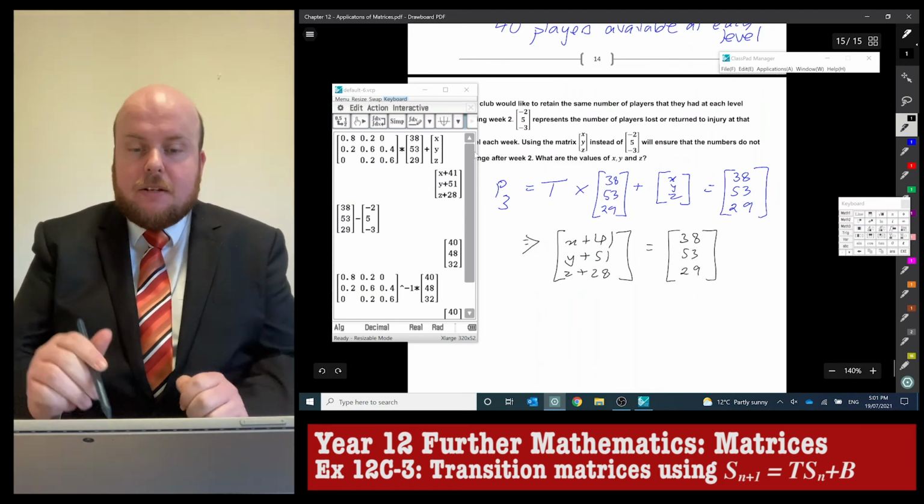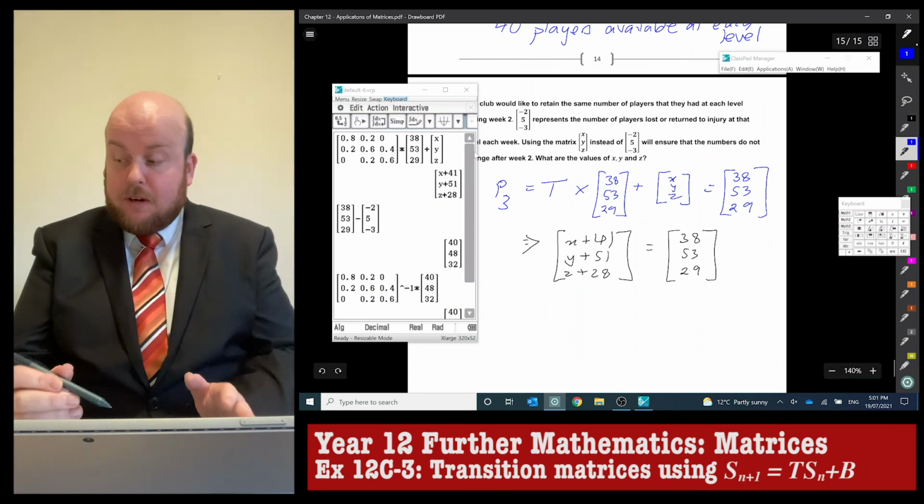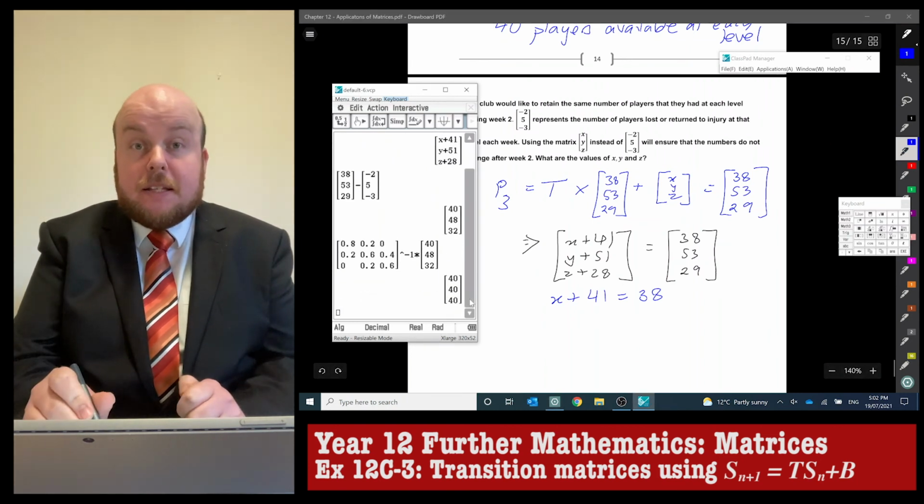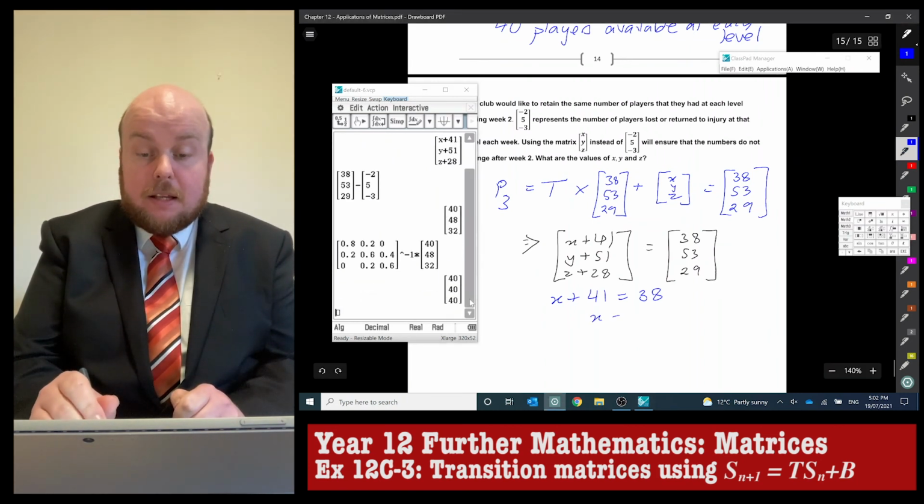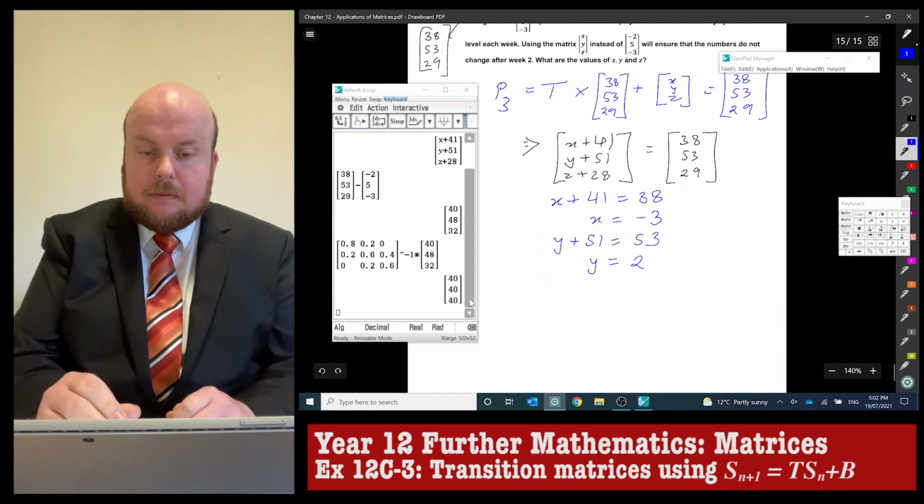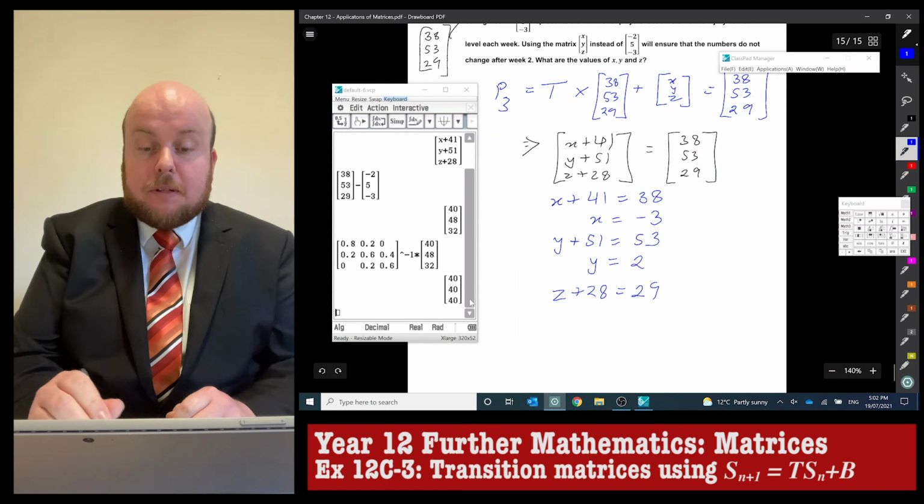So now all we need to do is solve for each of these. Some number plus 41 is equal to 38. Well, that would have to be X is equal to -3. Y plus 51 equals 53. So 51 plus something gets me 53. Well, Y is going to have to be equal to 2. And then for the Z's, Z plus 28 equals 29. So Z is equal to 1.